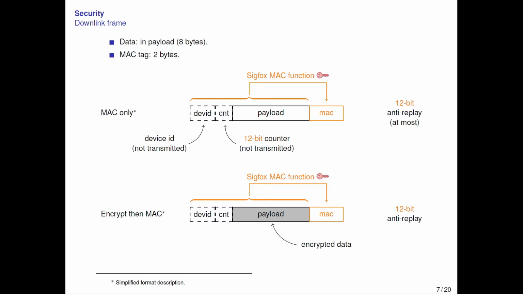A downlink frame is computed in a similar way. The data transported in a downlink frame is always 8 bytes long and the MAC tag is always 2 bytes long. The payload field may carry clear or encrypted data. The computation of the MAC tag with the end-device's NAC key involves the end-device's identifier and the 12-bit counter, which are transmitted in the corresponding uplink frame, and the payload, which contains either the clear data or the encrypted data. As we can see, the anti-replay mechanism for a downlink frame depends only on at most 12 bits.